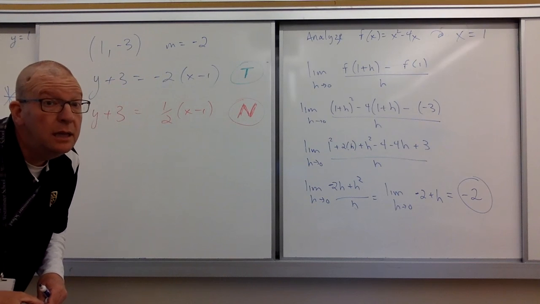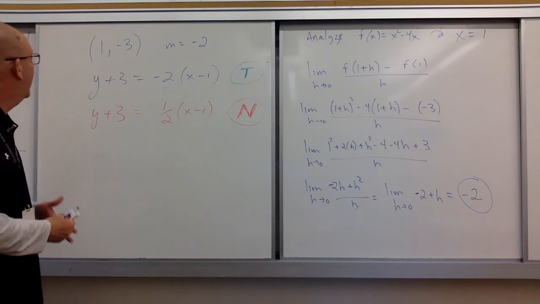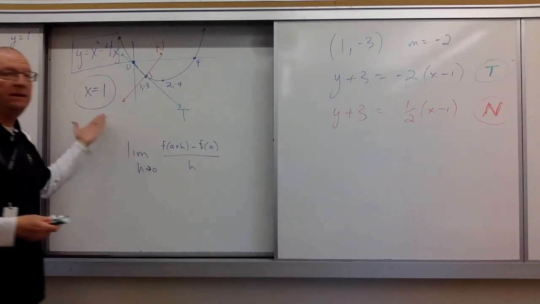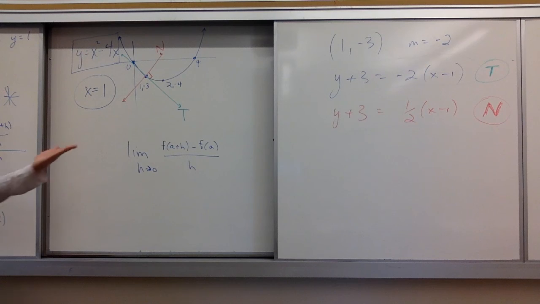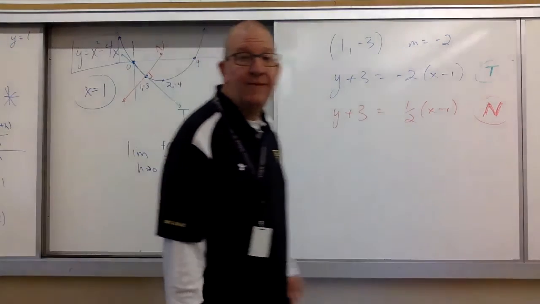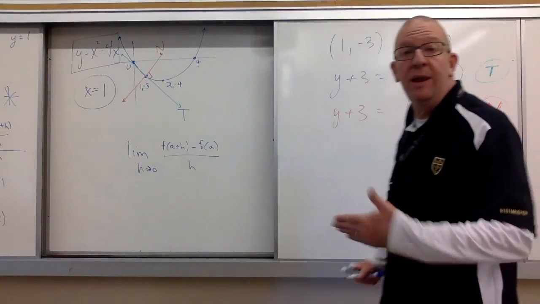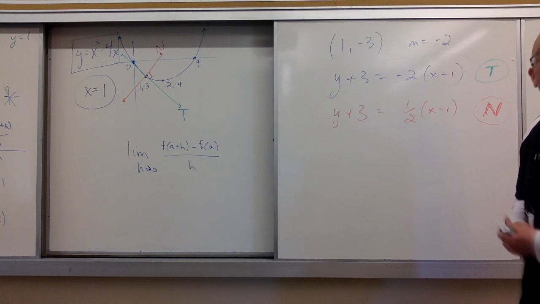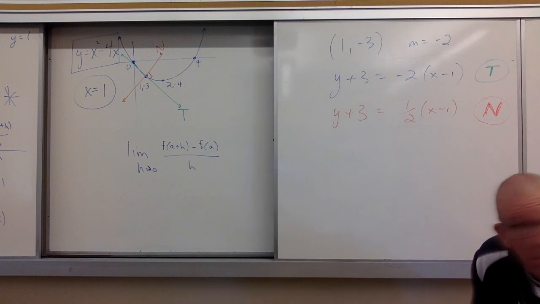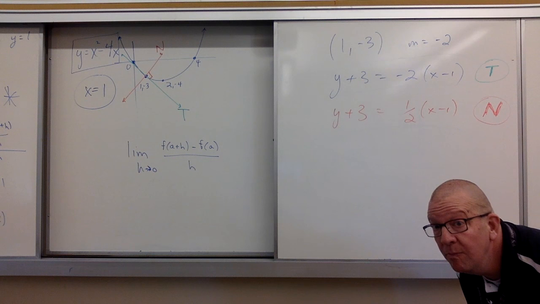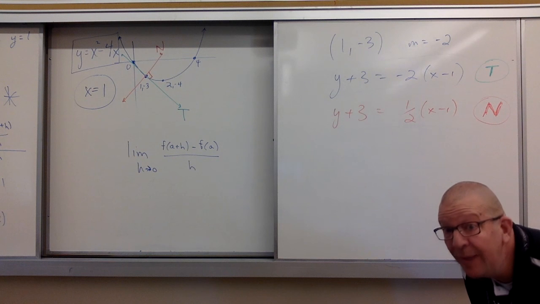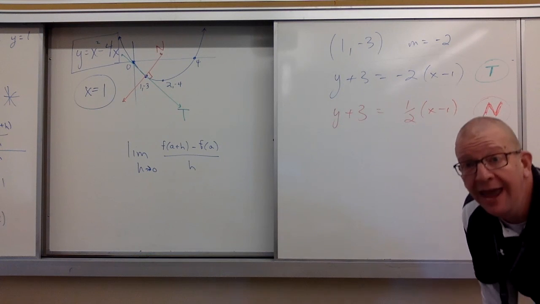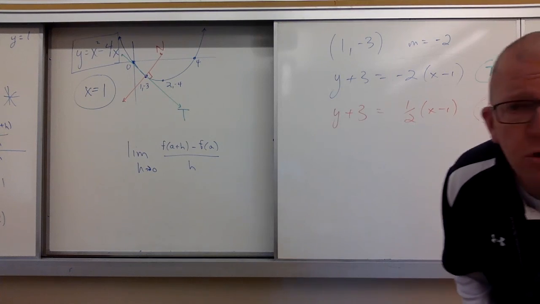And that's it. Okay? So now let's look at that picture again. I've got a blue curve. I've got a point 1, negative 3. I've got a green tangent line. And I've got a red normal line. That, my friends, is introductory calculus in a nutshell. Have fun with this problem and do more like it.